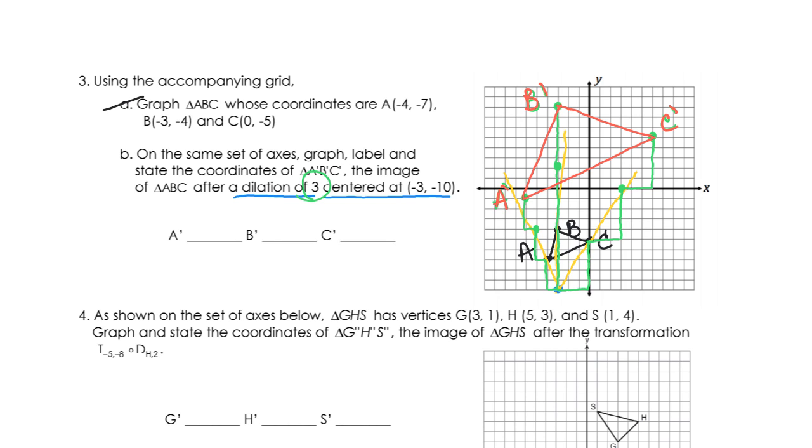All right, now I got to go ahead and state my coordinates. So A prime is now located at -6, -1. B prime is now at -3, +8. And C prime is at +6, +5. Okay. All right, let's go ahead and take a look at number 4.